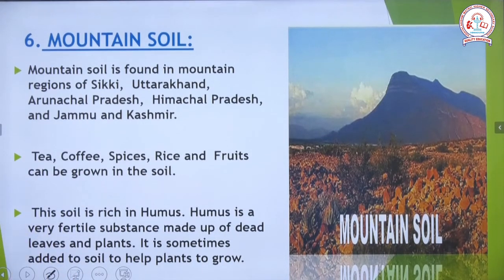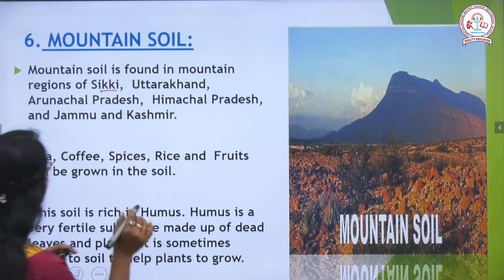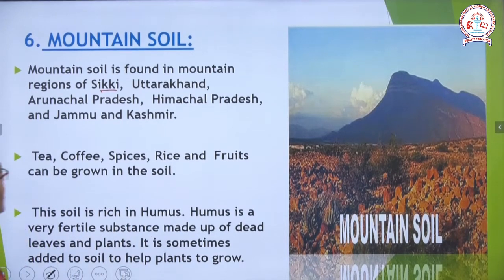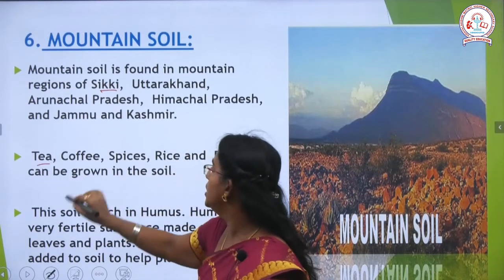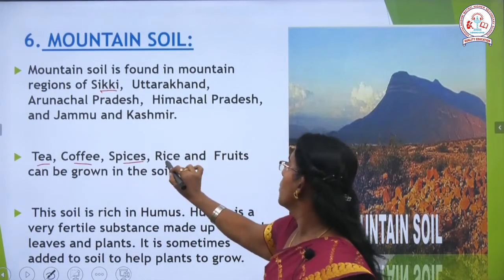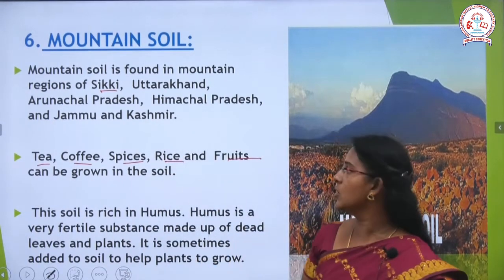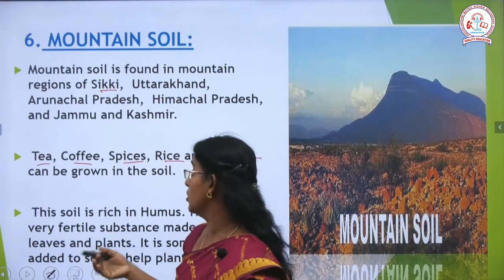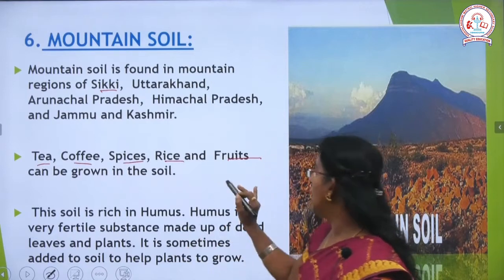Mountain soil is found in mountain regions such as Sikkim, Uttarakhand, Arunachal Pradesh, Himachal Pradesh and Jammu and Kashmir. So these are the places where we will see mountain soil. What crops will grow easily here? Tea, coffee, spices, rice and fruits can be grown in this soil.